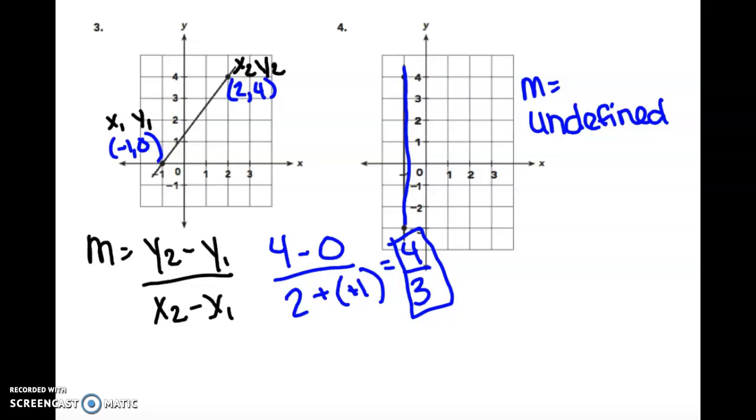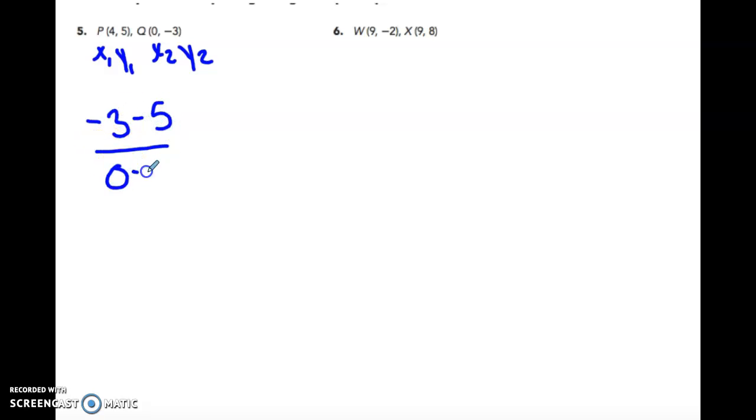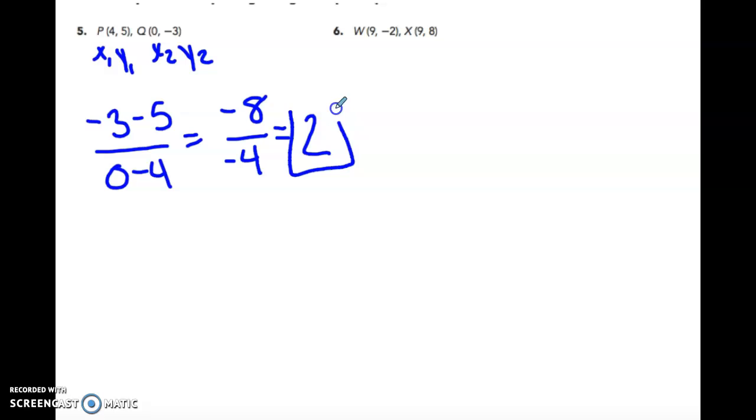All right. Let's label x1, y1, x2, y2. So -3 minus 5 over 0 minus 4. Same signs, add and keep. Different signs, subtract, keep the sign of the higher number. Always simplify. So first of all, negative divided by negative is positive. 8 divided by 4 is 2. If you get a whole number, you can leave it as a whole number. Don't leave it as a fraction then because it's not in simplest form. So number 5, slope is 2.